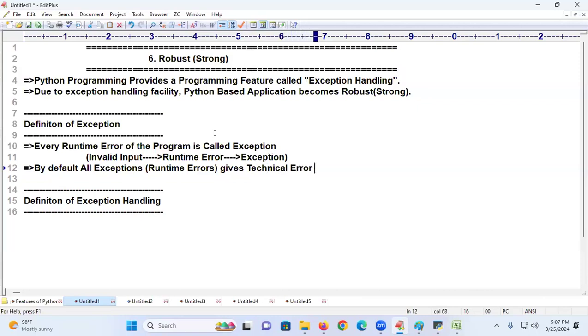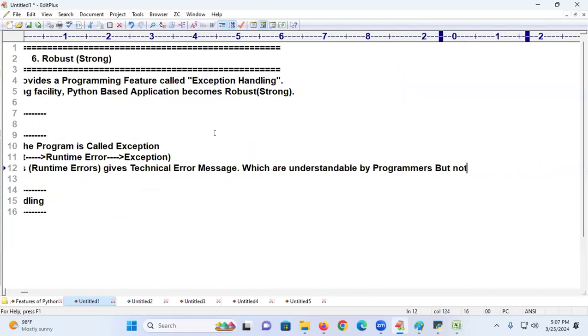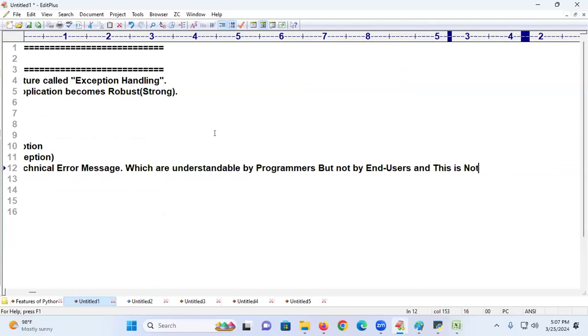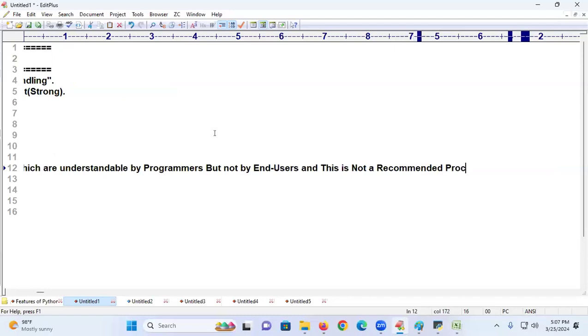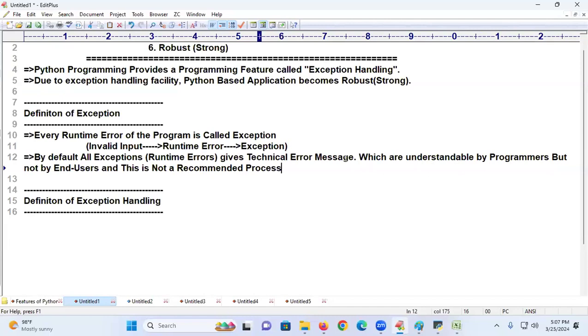Students, this is a very, very important wording. Technical error message, which is understandable by programmers, but not by end users. I hope you are understanding. And this is not a recommended process in the software industry.